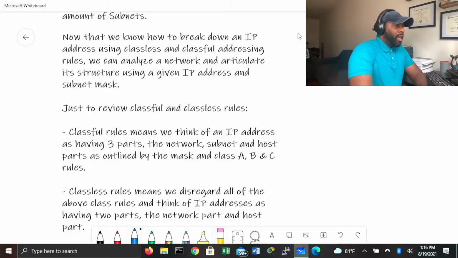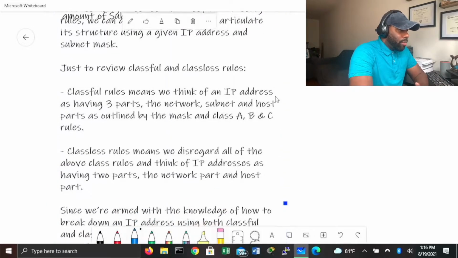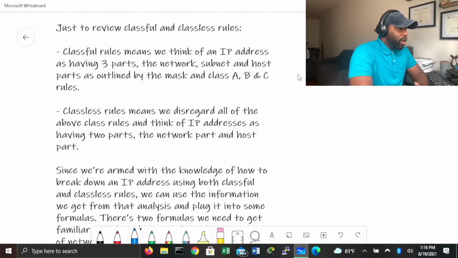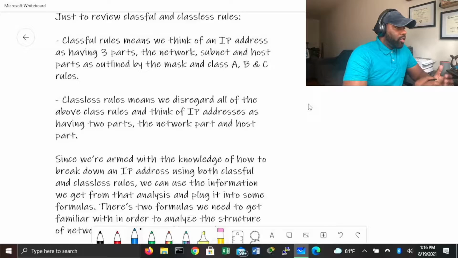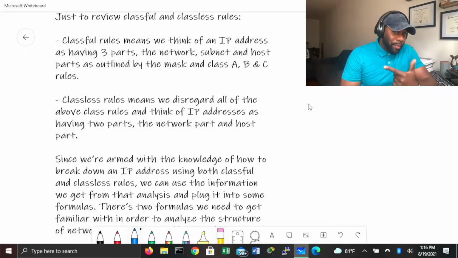Pretty straightforward. And these study notes, I drew them up so that we stay on cue, and I'm going to make them available at some point just to review classful and classless rules, right? Classful rules means that we think of an IP address as having 3 parts: the network part, the subnet part, and the host part, right? It's outlined by the mask or dictated by the mask and class A, B, and C rules, right? And we're going to see what that entails as we move further into the study session.